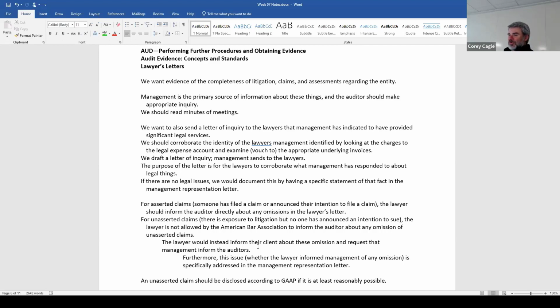They say we should go so far as to identify or corroborate the identity of the lawyers by looking at charges to the legal expense account. Why not? That won't take that long to see what lawyers they paid, right? And then it says to examine/vouch to. That brings us to an important point that I always have to sit and think about for a second. Y'all know the difference between tracing and vouching, because these terms get thrown about quite a bit. Tracing versus vouching.